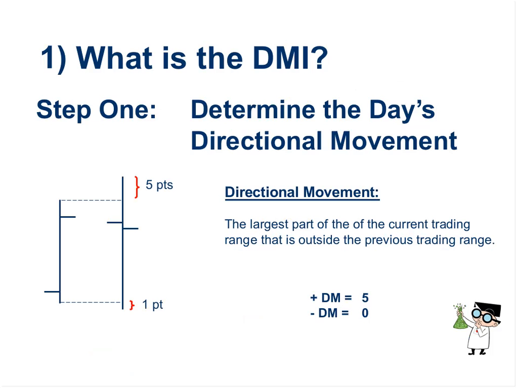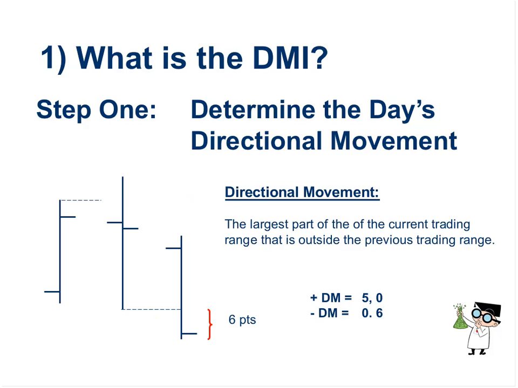So how do we determine this? All right, we take the largest portion, like I just did. Here's 5 and here's 1. And what we do is we start keeping track of this in the plus directional movement, the bullish, and then the bearish. So in this case, it was 5 points outside the previous. So we give the plus directional movement ledger a +5. The minus, even though it was 1 point, we don't even count it. We just ascribe that day as having 0.